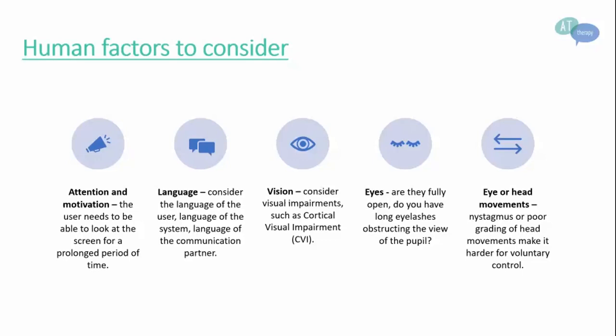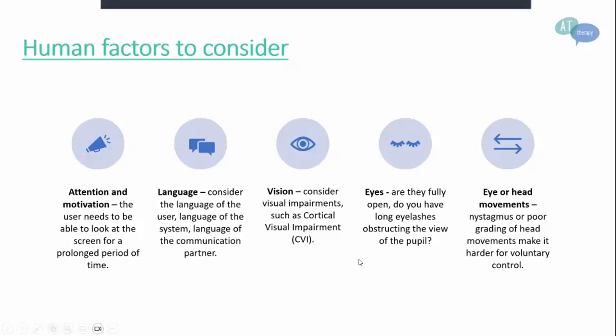We also need to think about the vision of the user as well. So a lot of my clients with cerebral palsy also have a diagnosis of cortical visual impairment, which means there's nothing structurally wrong with the eye, but it's to do with the processing between the eye and the brain. So it can fluctuate day to day, and they use Eyegaze really successfully, even though they do have CVI, but it's just something to bear in mind that can affect and can fluctuate as well.